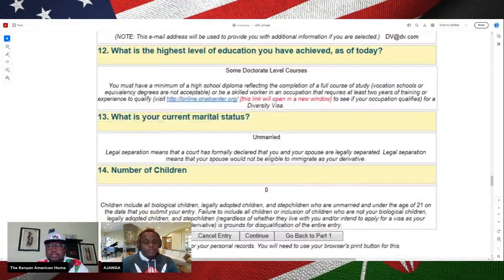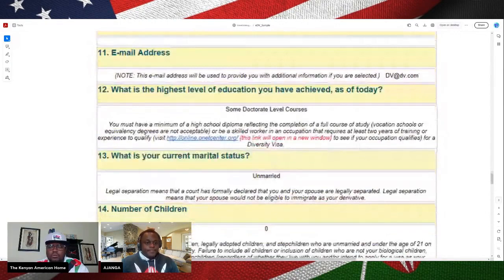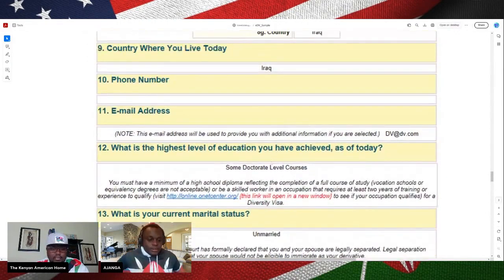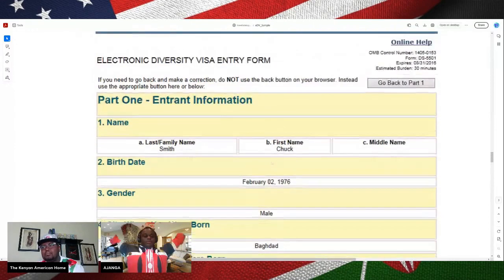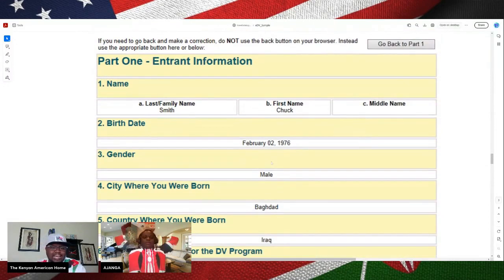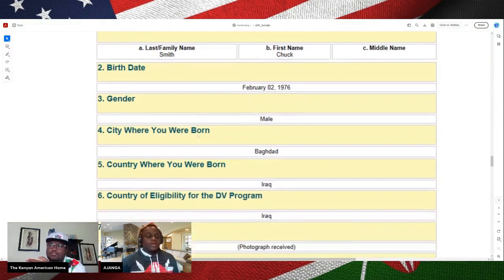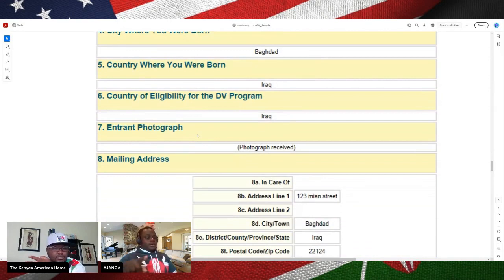So that's pretty much the whole entry form. And it puzzles me so much why somebody would pay an agent to do this entry for them. It's only 14 very straightforward questions.